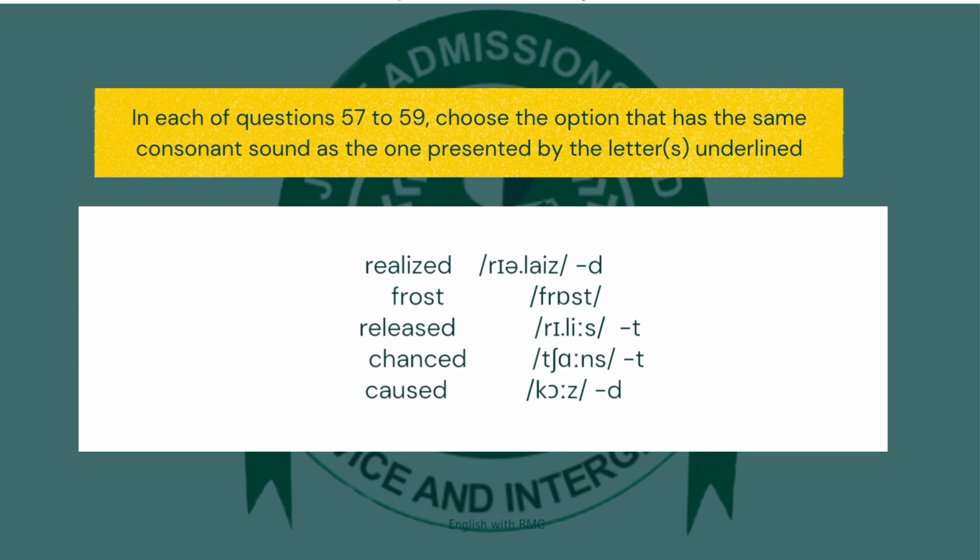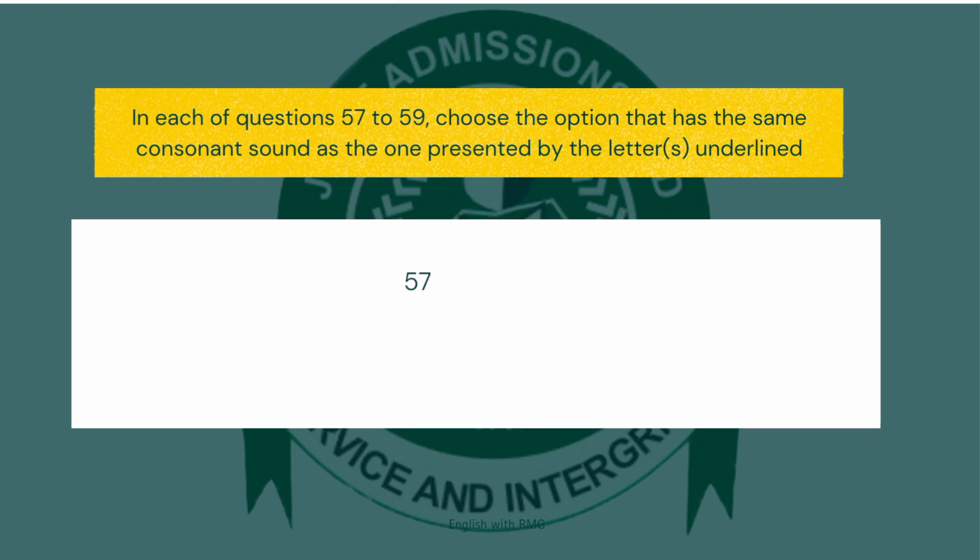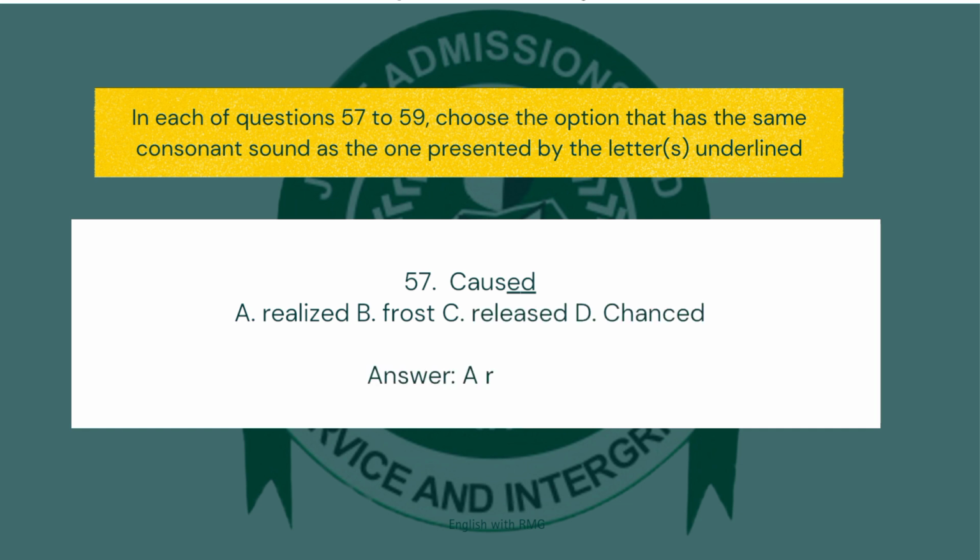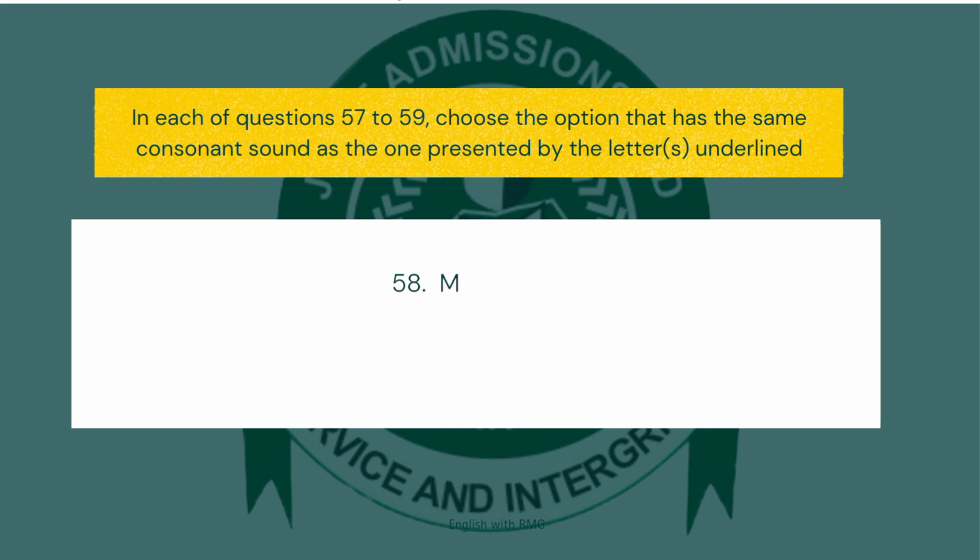From what you can see on the page, the only word that also has z, a voiced consonant, is what? Realize. So our answer is going to be what? A. Realized. That's where we have the ed sound, the ed letter rather. So let's move on to the second question.